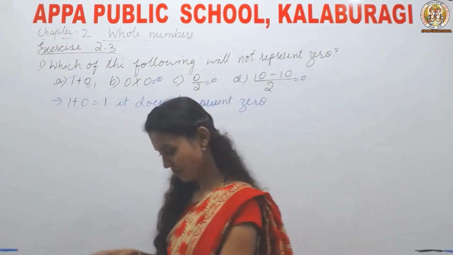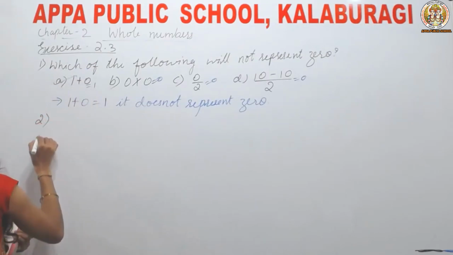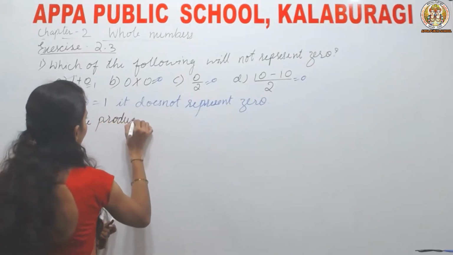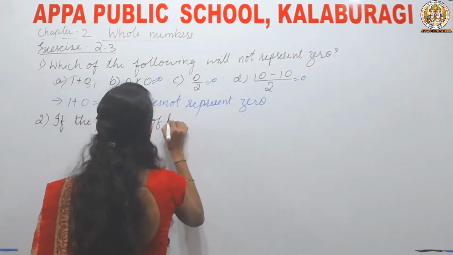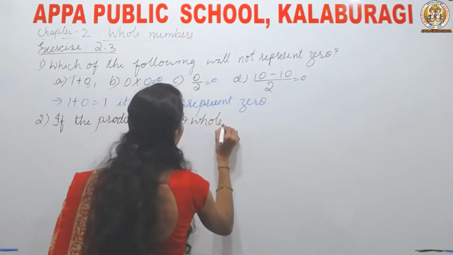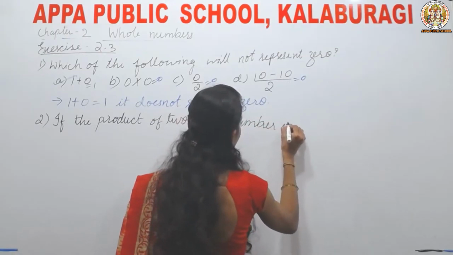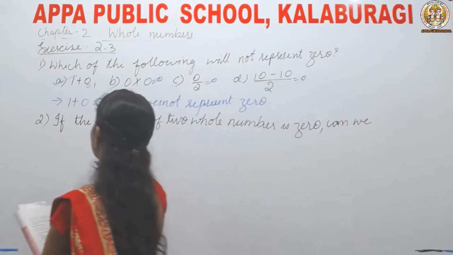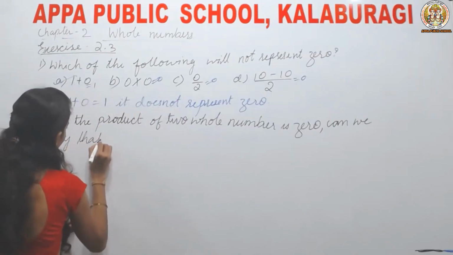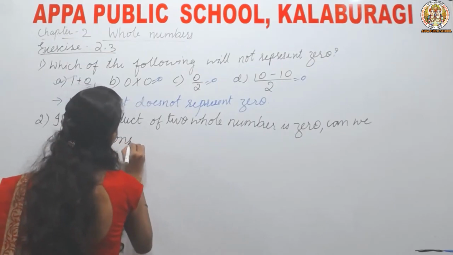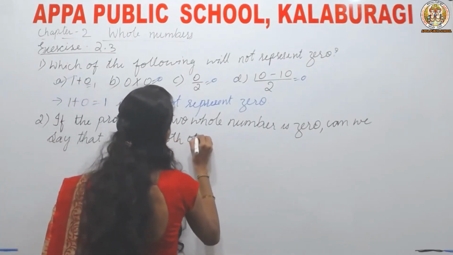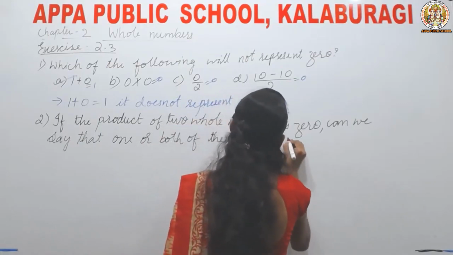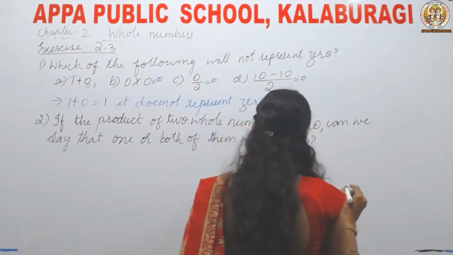Next, properly. Okay, fine. See, the second one is: if the product of two whole numbers is 0, can we say that one or both of them will be zero? Justify through example.